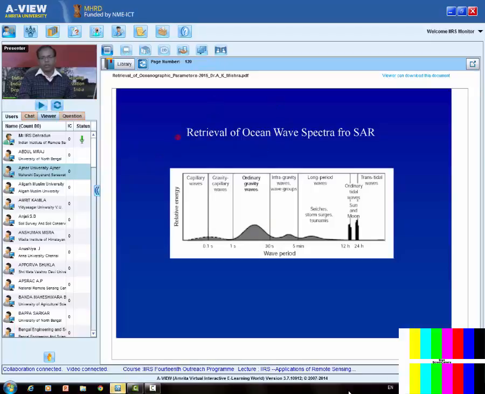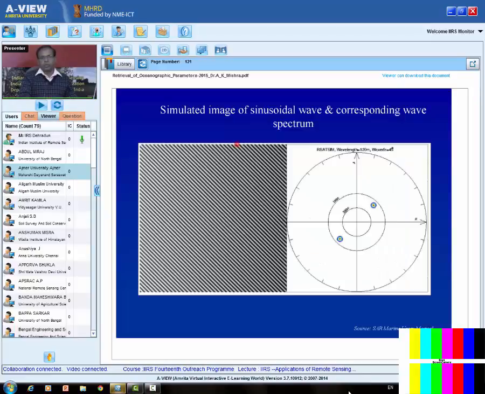Then this information you can also use to retrieve ocean wave spectra from the SAR image. Some typographical error here. So the wave period is associated with certain relative energy. Similarly, this shows the principle, the simulated image of a sinusoidal wave. This type of image can be obtained from the SAR image, and later on it can be converted to the corresponding wave spectrum. So the image wavelength is 120 meters, and the direction is 45 degrees.